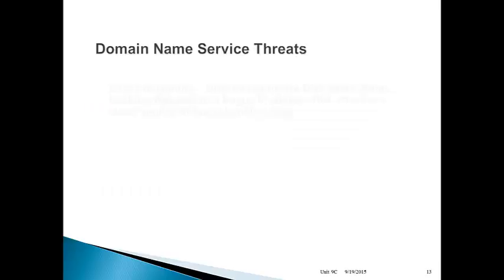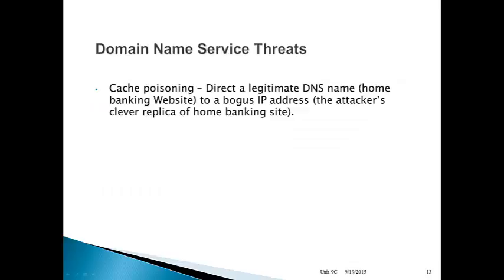Domain name service threats. Cache poisoning, as with ARP. You ask a DNS server, hey, what's the IP address associated with Bank of America? You get a response which is an IP address. You save it in your cache because you don't want to constantly have to look that address up for performance purposes and to reduce the network traffic on BofA's or your other domain name servers you're using.